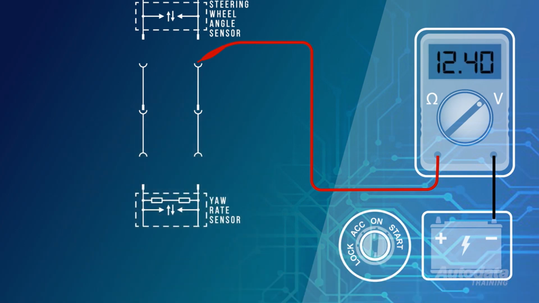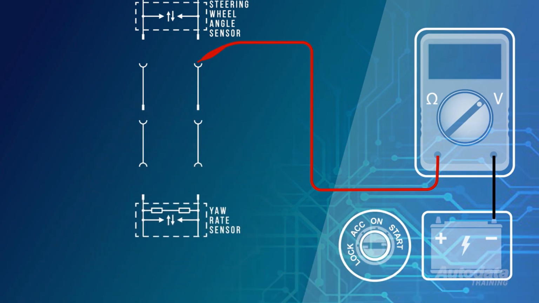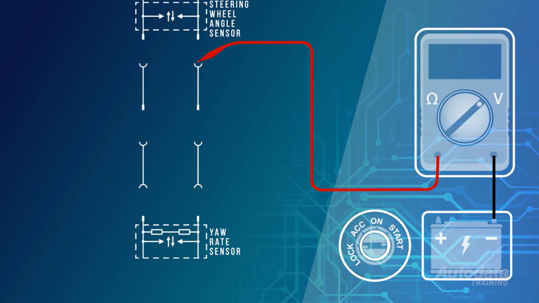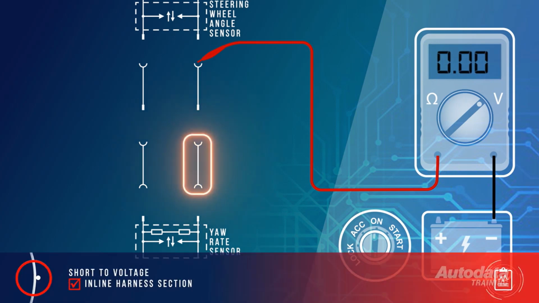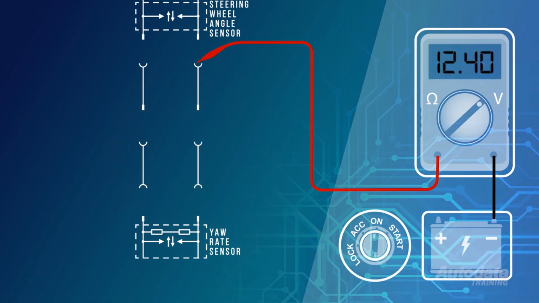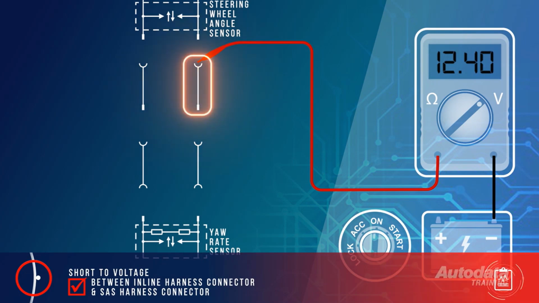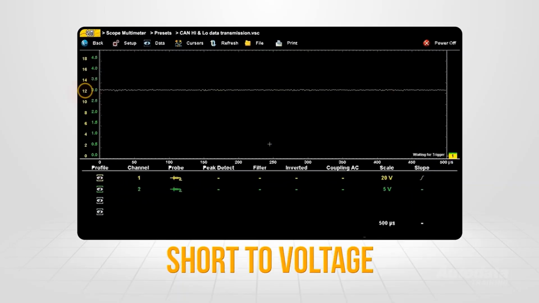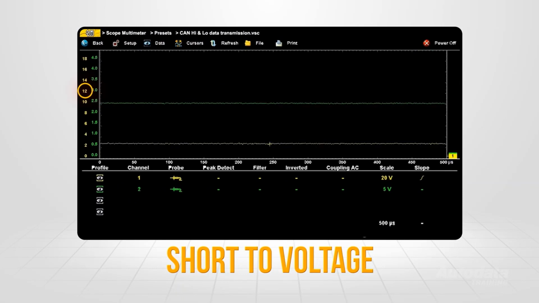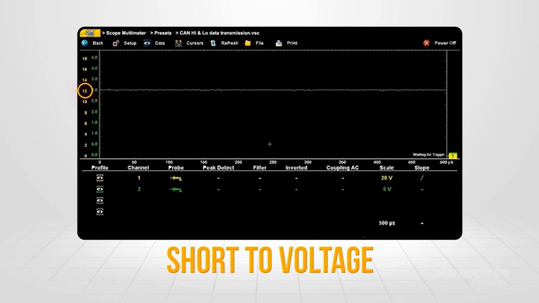If voltage remained during the test, turn the ignition off and disconnect the next inline harness connector. Turn the ignition back on while watching the meter. If the meter displayed 0 volts, the short to voltage will be between the yaw rate sensor and the inline harness connector. But if the meter still displayed battery voltage, the short to voltage is between the inline harness connector and SAS harness connector. If we are using an oscilloscope to diagnose a short to voltage, this is what an affected trace would look like.